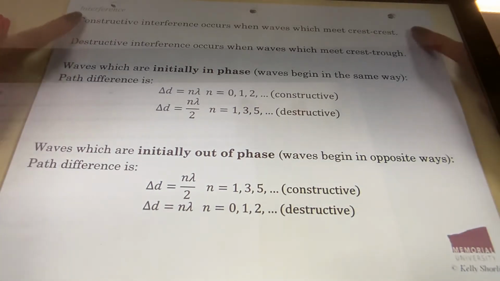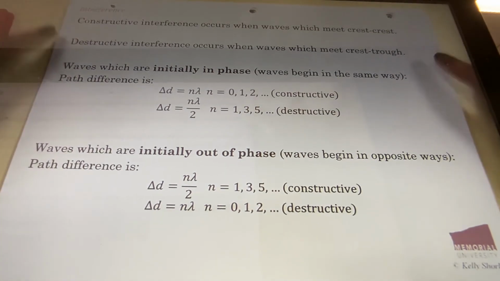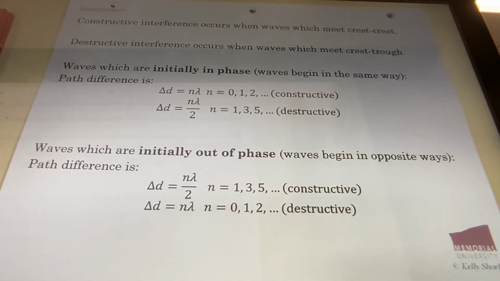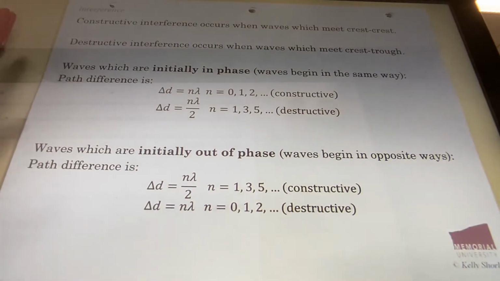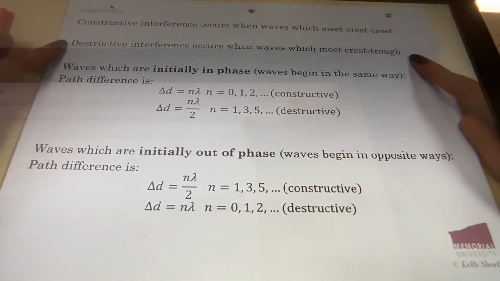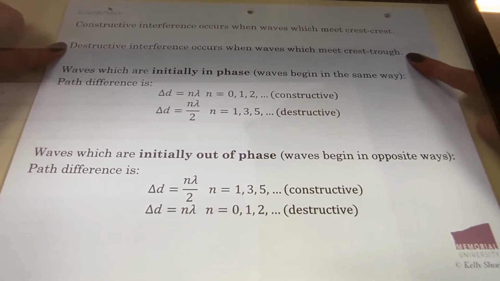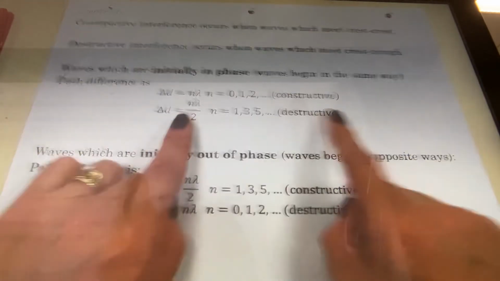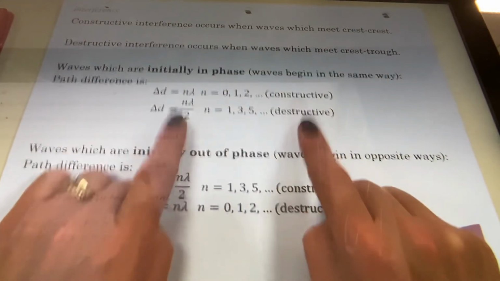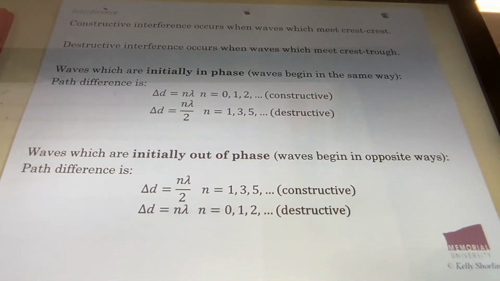We get constructive interference when waves meet crest to crest, or trough to trough at the same point. We get destructive when waves meet crest to trough. If our waves start initially in phase, we get constructive as delta D is n lambda, destructive if it's n lambda over 2. If our waves are out of phase, those conditions flip.